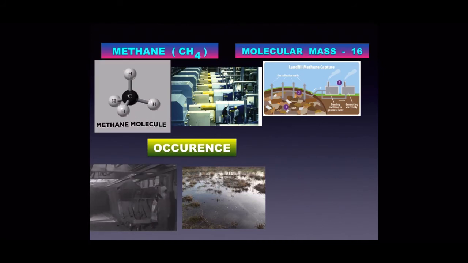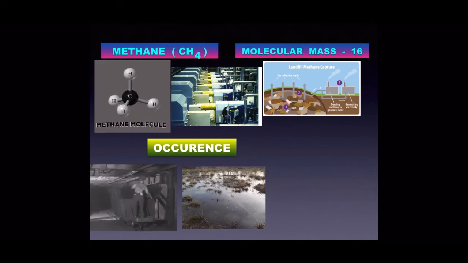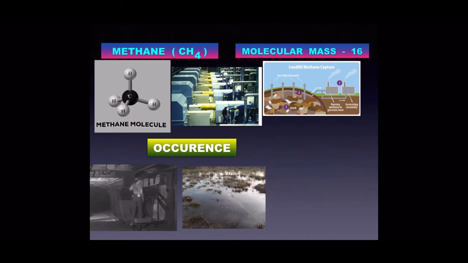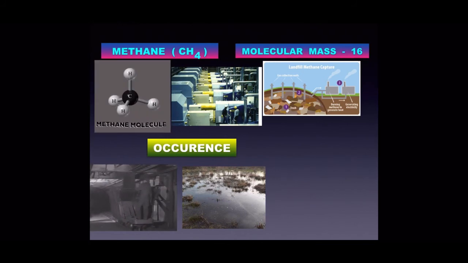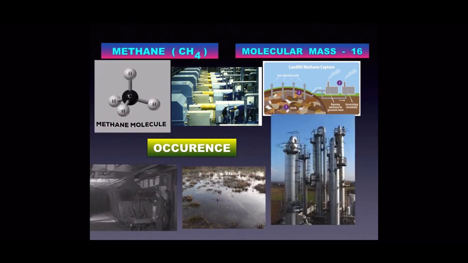On heating a mixture of hydrogen and carbon monoxide gases at 300 degrees Celsius in the presence of a catalyst, nickel, methane gas forms. Fractional distillation of natural gas gives methane in pure form.